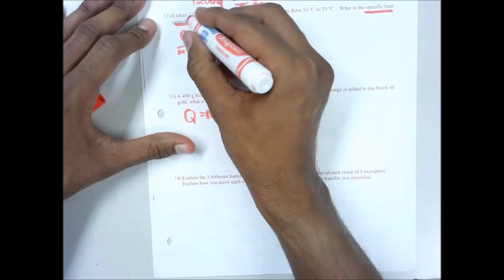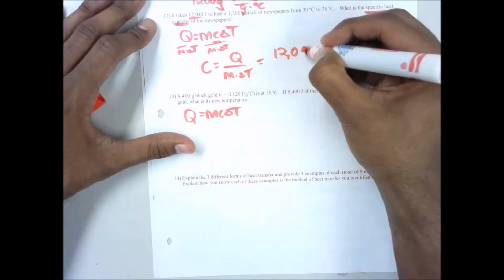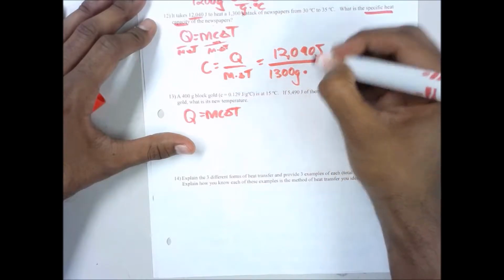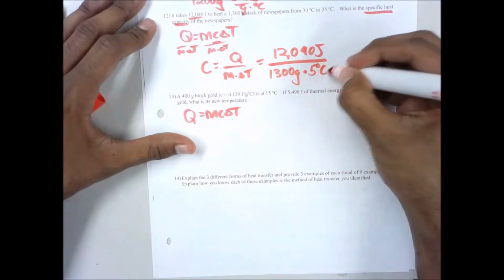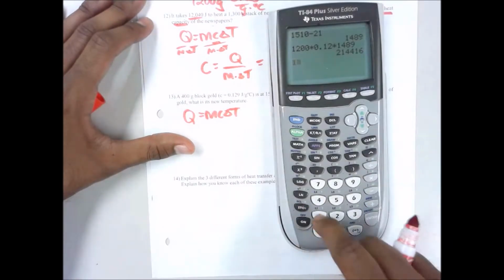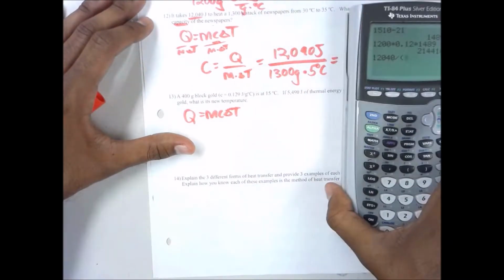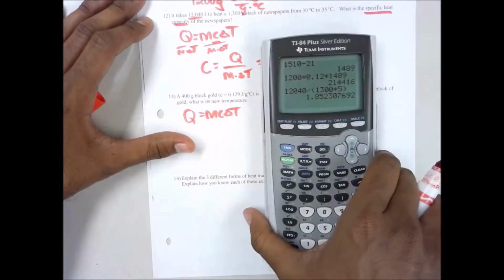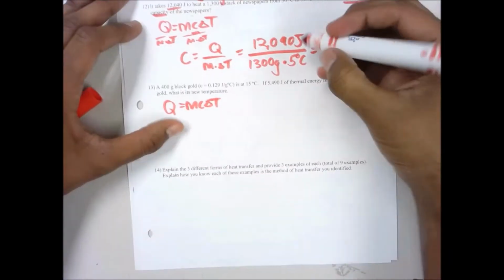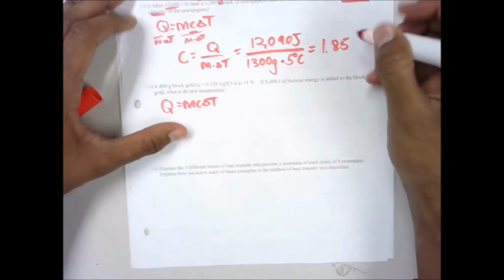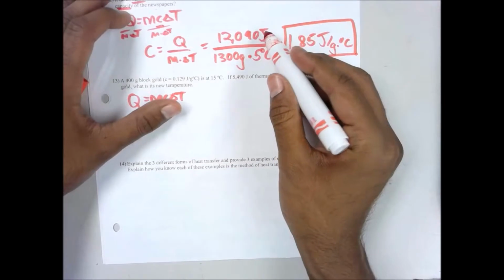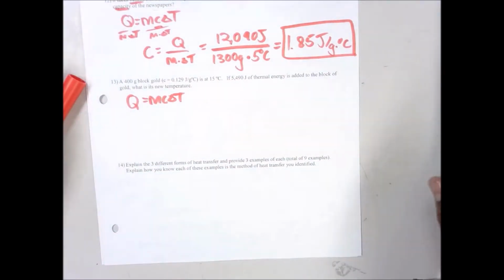Q in this case is 12,040 joules. M is 1,300 grams. Delta T is 30 to 35, so 5 degrees Celsius. 12,040 divided by 1,300 times 5 gives you 1.85. And then the units are joules per gram times degrees Celsius. Why are those the units? Because look, when we divide joules by grams times degrees Celsius, that's what we get.